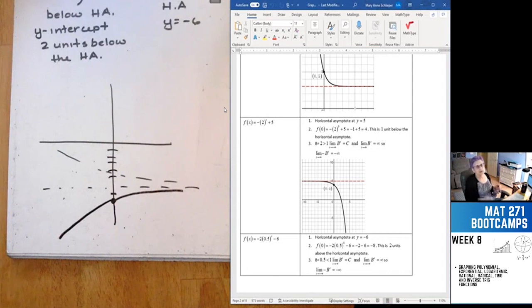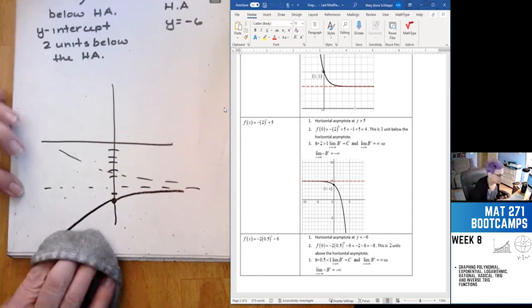So does that help with exponentials? Feel a little better about those now? Definitely.